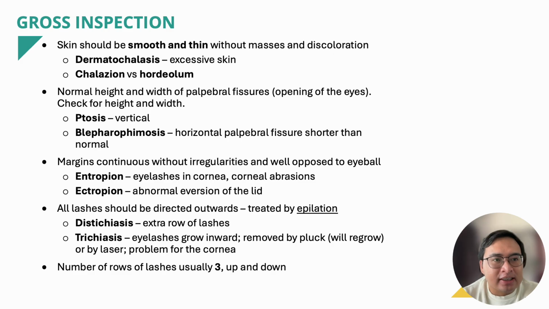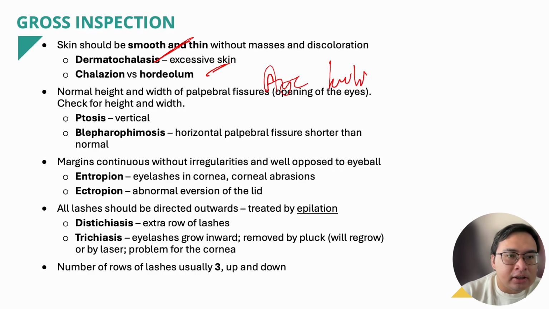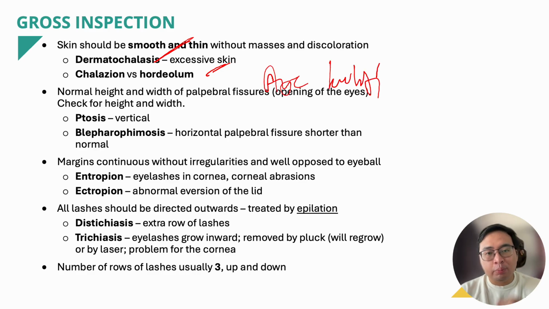So to summarize, dermatochalasis is excess skin. Chalazion versus hordeolum is stye or kulite in our language. So in ptosis, it means drooping eyelids. So the vertical dimension is narrowed. In contrast, blepharophimosis is horizontal narrowing. Entropion means the eyelids are folded inwards, while ectropion means the eyelids are folded outwards.